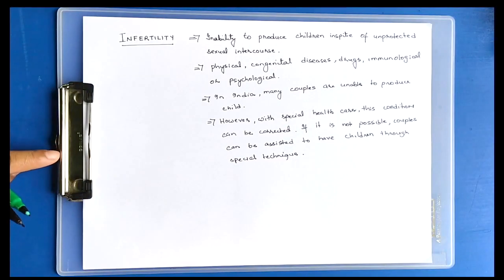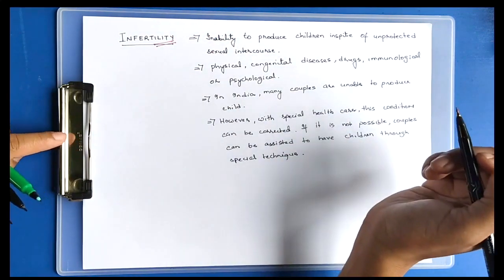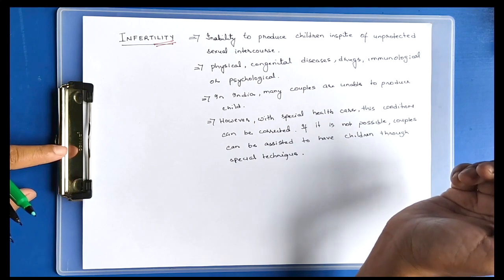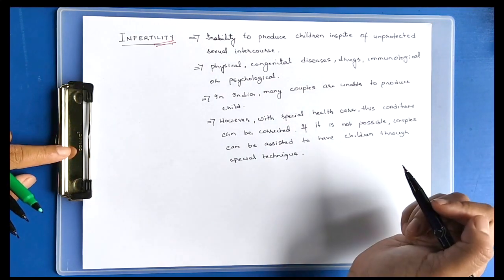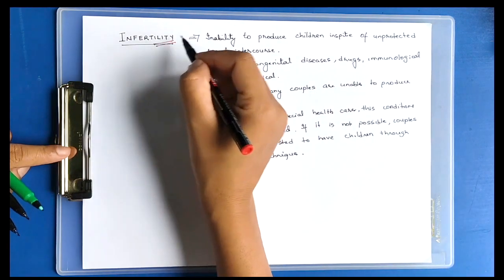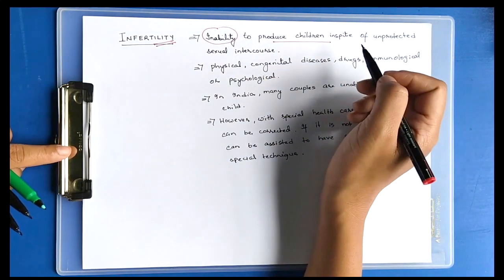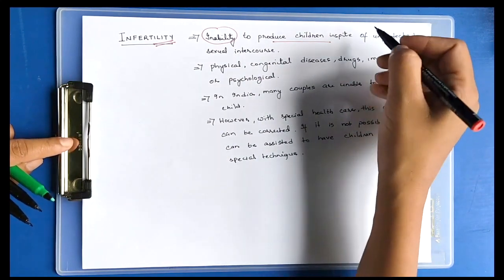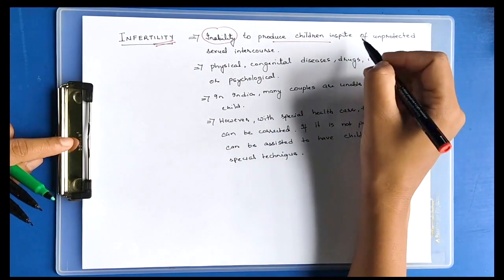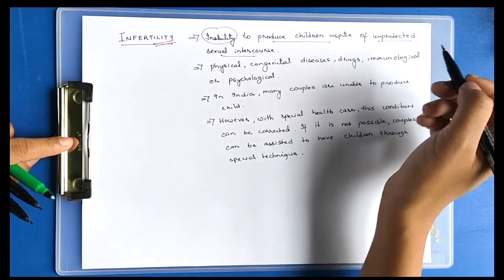Infertility is the inability to produce children by couples in spite of unprotected sexual intercourse.